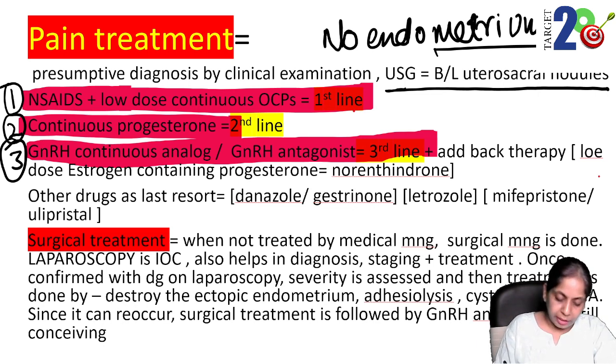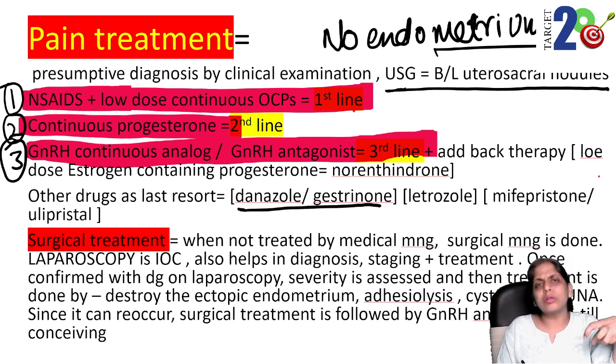Okay, now you tell me what other can we give? Other drugs we can give are anti-GnRH. What are the anti-GnRH drugs? Danazol and gestrinone. They have the anti-GnRH effect, and they are very cheap. If the patient cannot afford these regimes, or is not compliant to follow this regime, then we can give this.